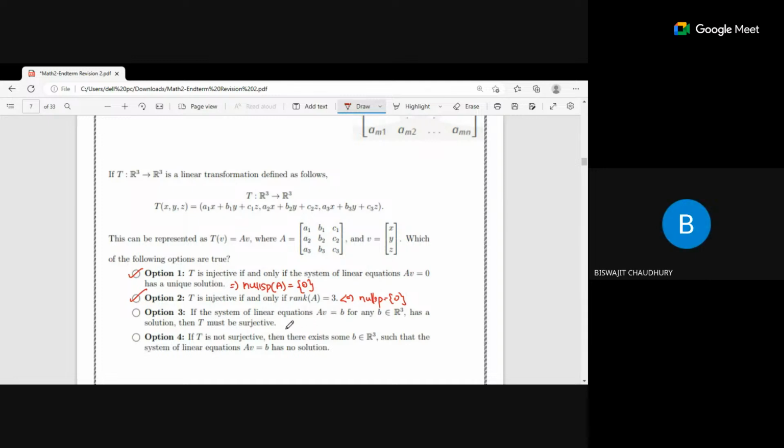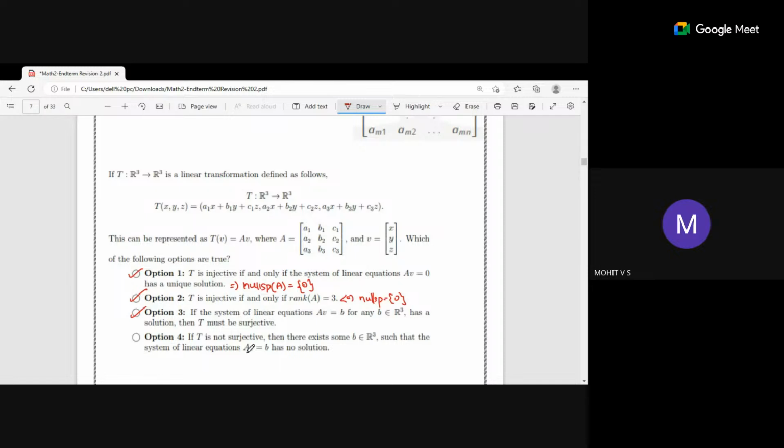Yes, ma'am, it is correct. Right? So it means what? For every element in the codomain, you have an image, a pre-image. Okay. So that is what is meant by having a solution to this homogeneous system for every B in R3. Okay. So this is true.